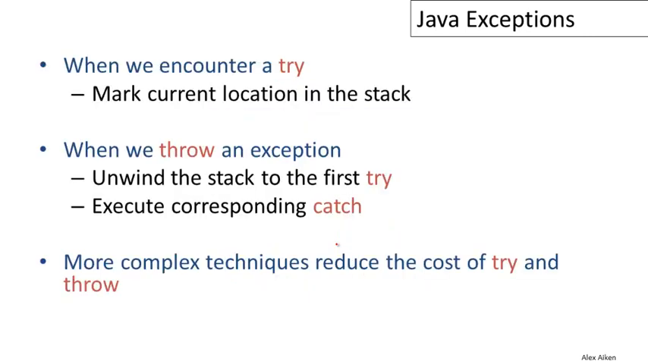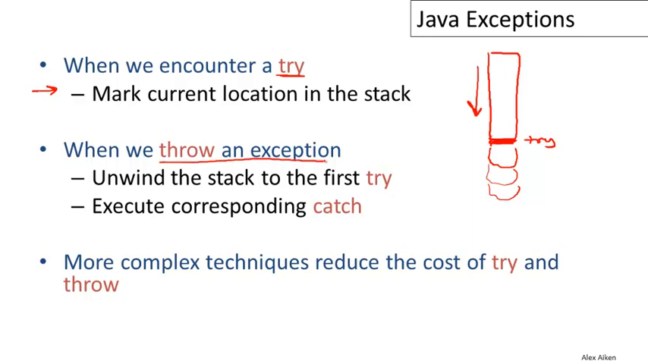There are many ways to implement exceptions, and here is one simple way to do it. When we encounter a try expression, we will mark the current location in the stack, the position where we encountered the try. So for example, here is our stack, and let's say that the stack is going this way. We encounter a try expression here, so we put some kind of marker in the stack to indicate that a try was encountered there, and then we go on evaluating things inside of the try, which might add more stuff to the stack.